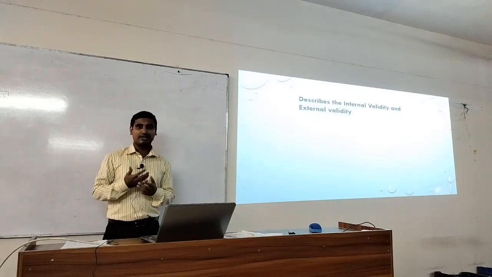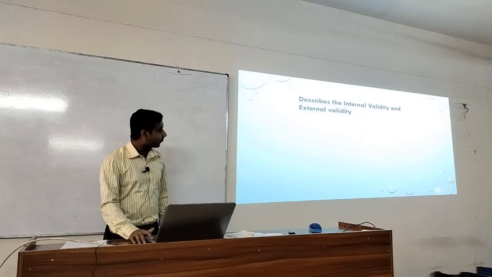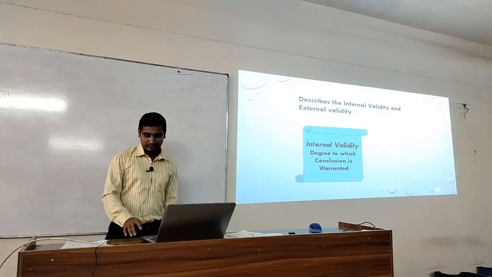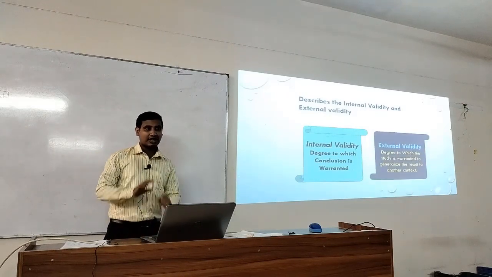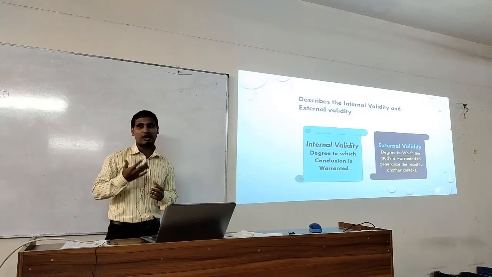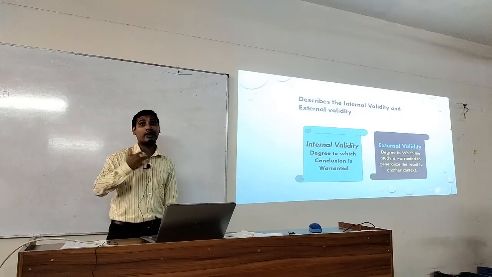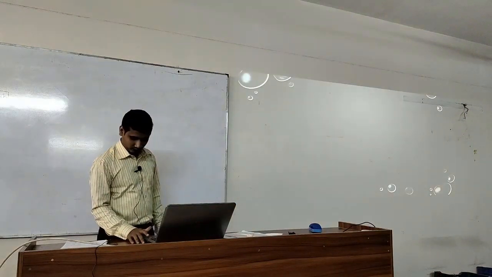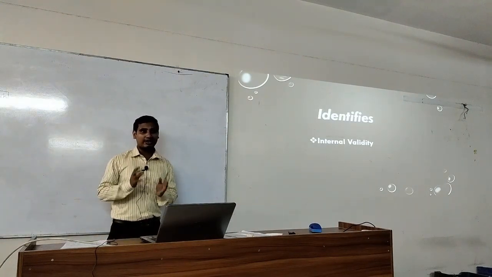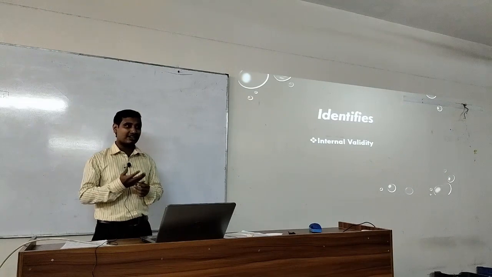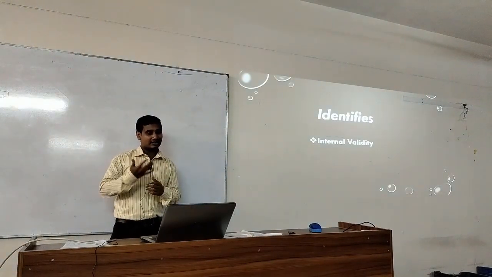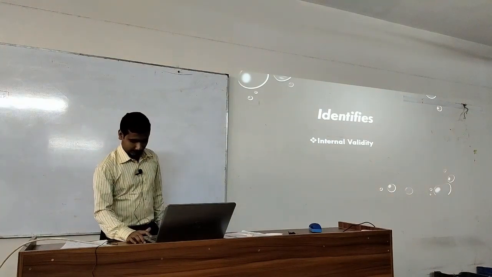Again, internal validity describes the degree to which a conclusion is warranted, and external validity describes the degree to which the outcome is warranted to generalize in another context. Then, internal validity identifies the strength of the research design and methods, and external validity identifies whether the research outcomes can be generalized.